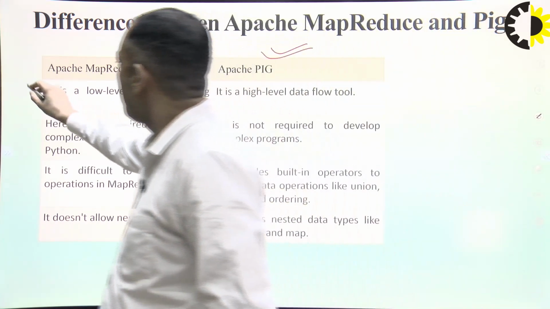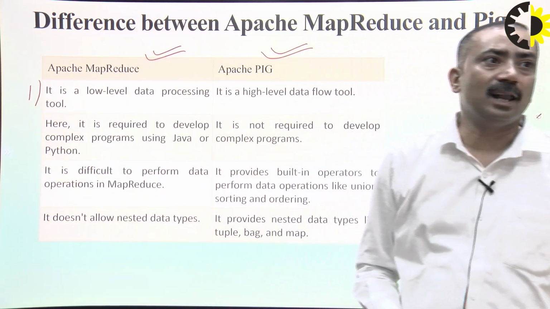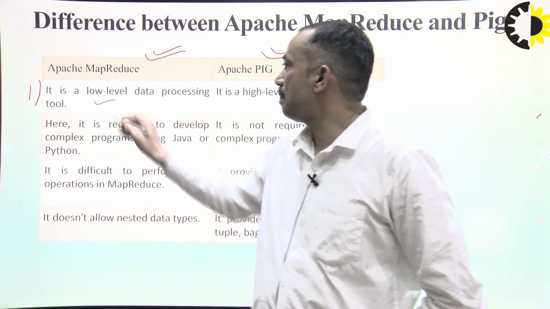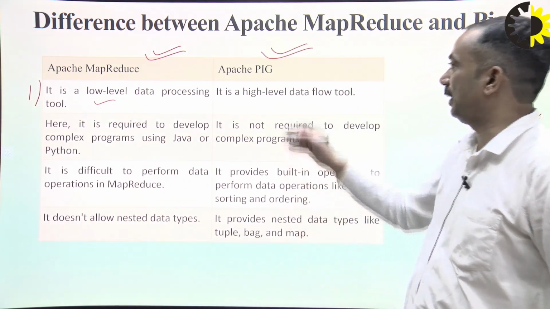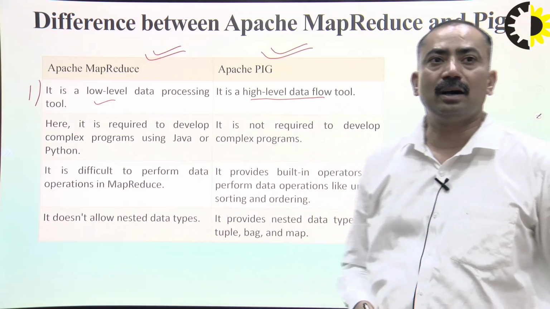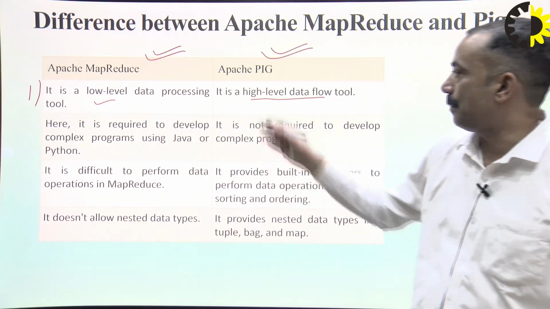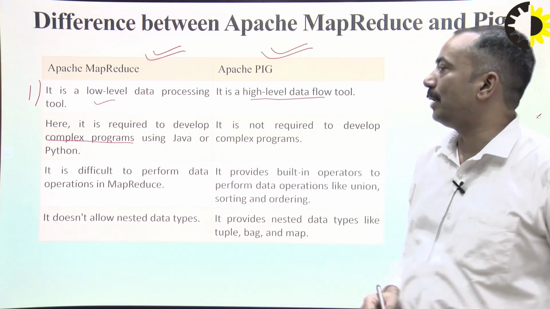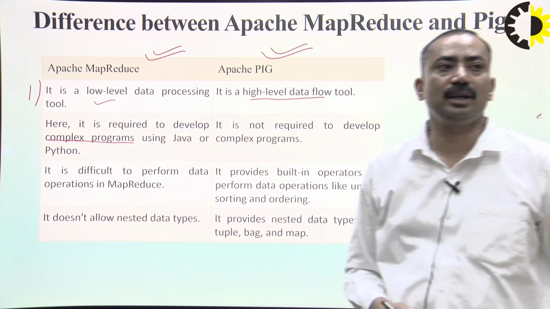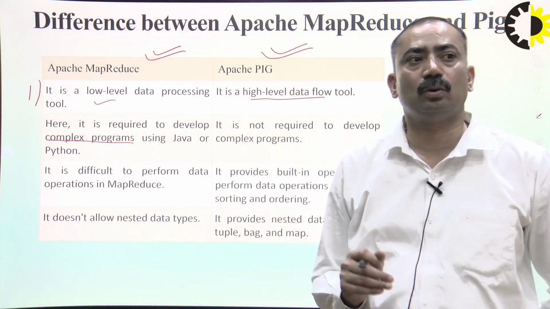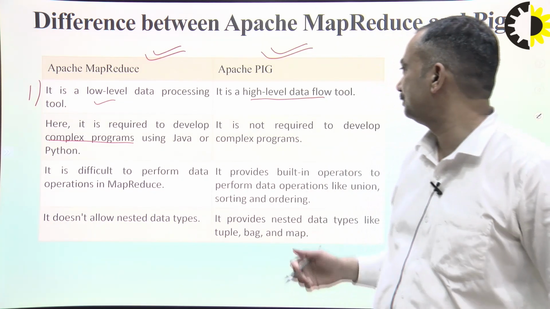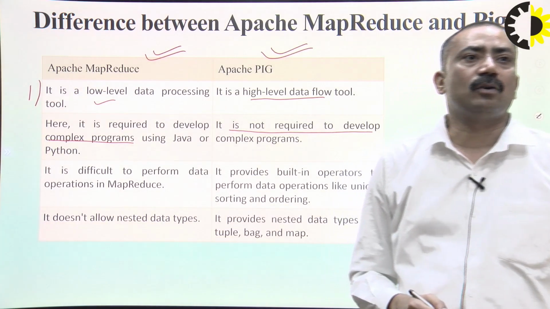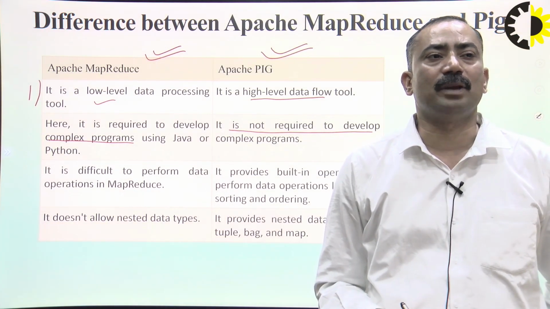First one, Apache MapReduce is a low-level data processing tool, and Apache Pig is a high-level data flow tool. In MapReduce, it is required to develop complex programs using Java or Python. So we only have options like Java or Python. And in the case of Apache Pig, there is no need to develop complex programs.